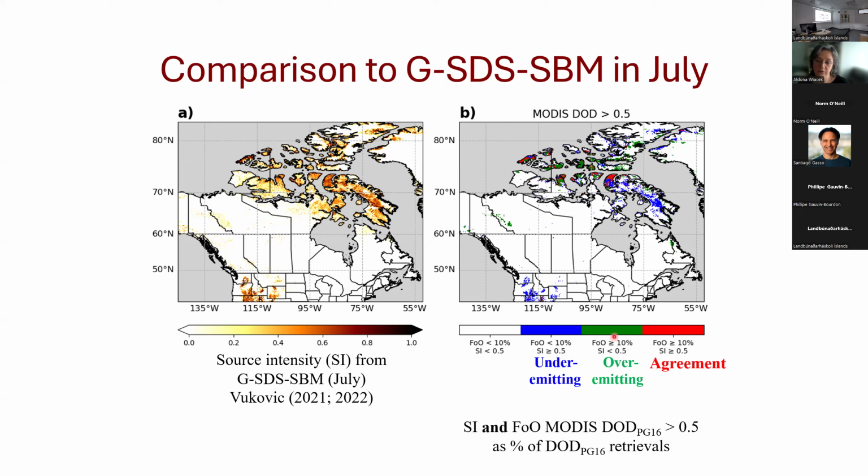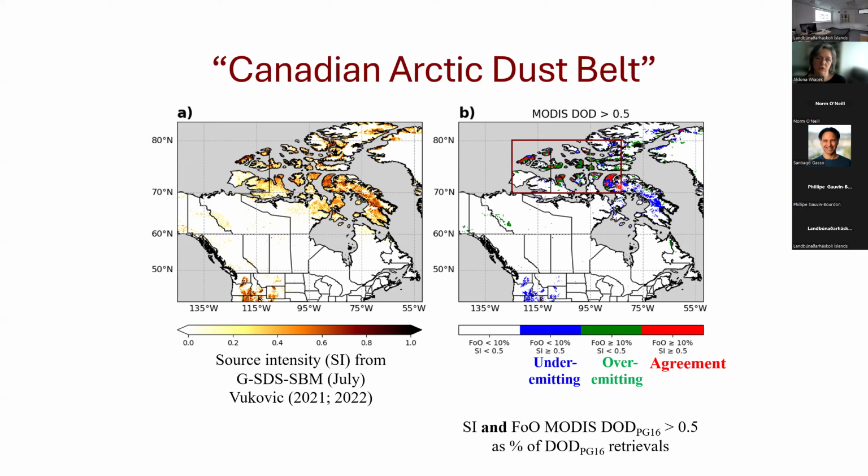And then the blue and the green areas are areas of under emitting or over emitting with respect to the source map. So we have a lot of green regions, which are regions of emitting more, perhaps. Although we can argue about these thresholds, this is one way to look at it. So we put a box around this, and that's what we call the Canadian Arctic dust belt, from about 70 to 80 north, 85 to 125, roughly.